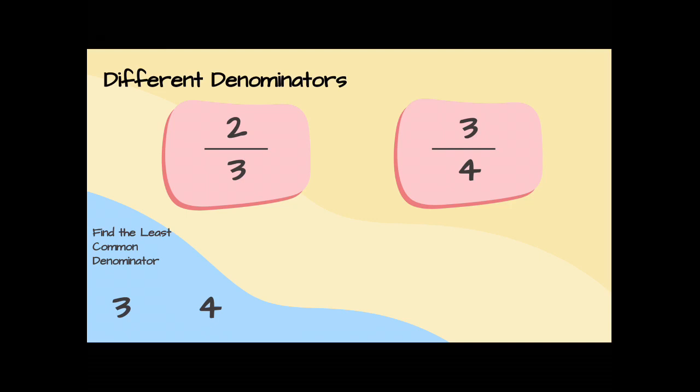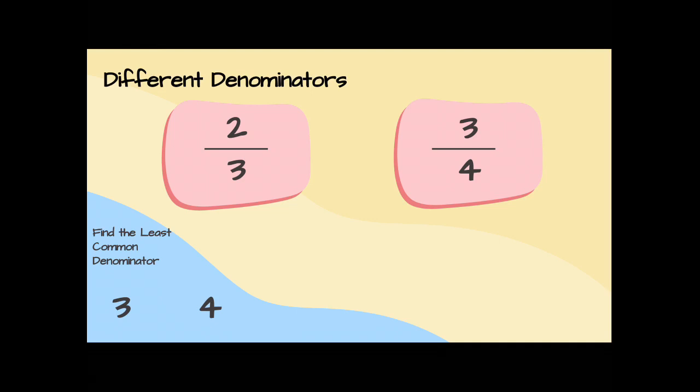If we start with 3, we know that 3 times 2 is 6. But if we check with 4, 4 does not go into 6. So 3 times 3 is 9, but 4 still doesn't go into 9. If we go 3 times 4, that's 12. And 4 times 3 is also 12. So 3 and 4 both go into 12. So we can say that 12 is the least common denominator between them.